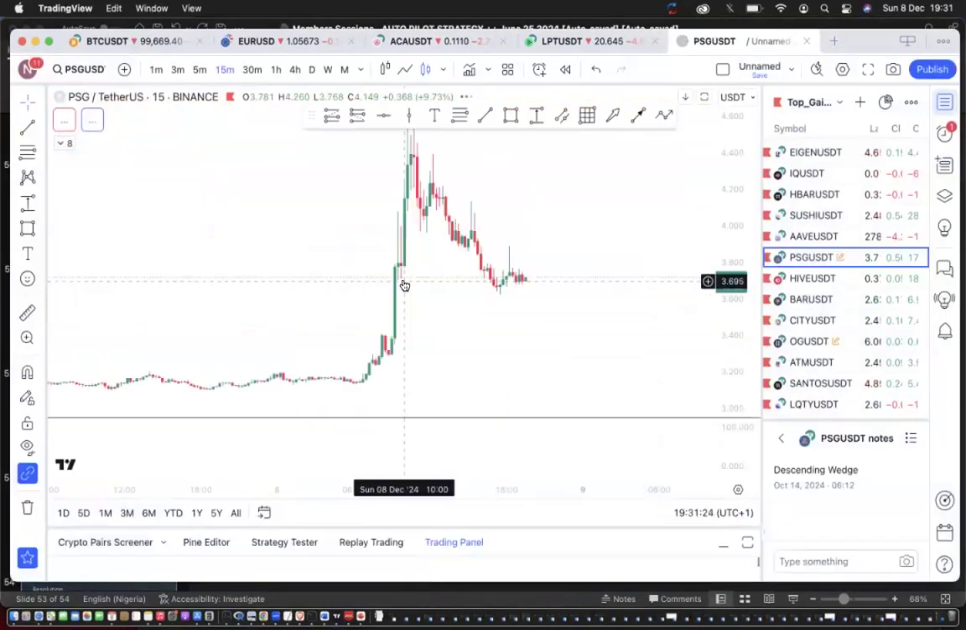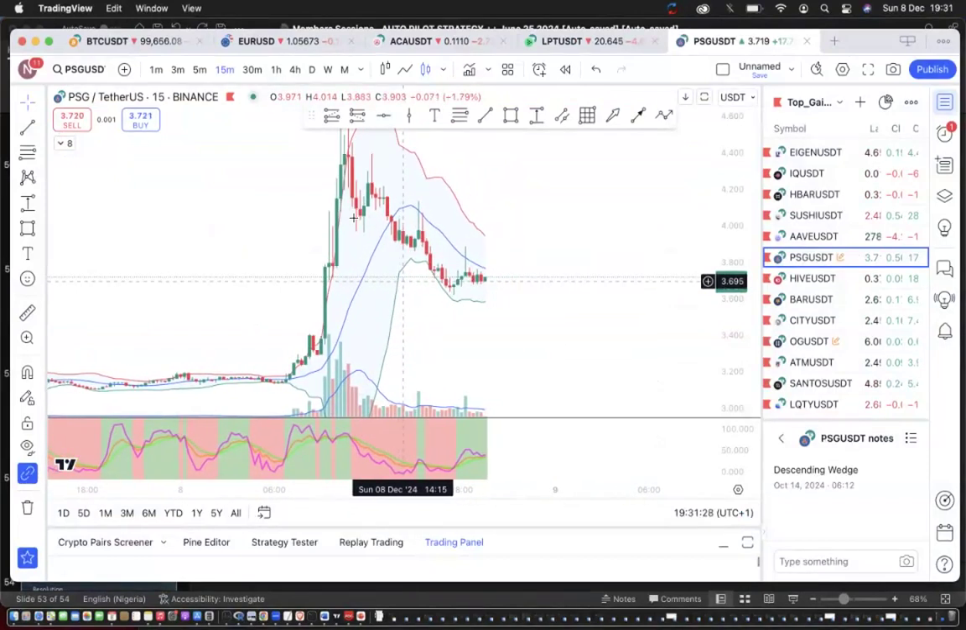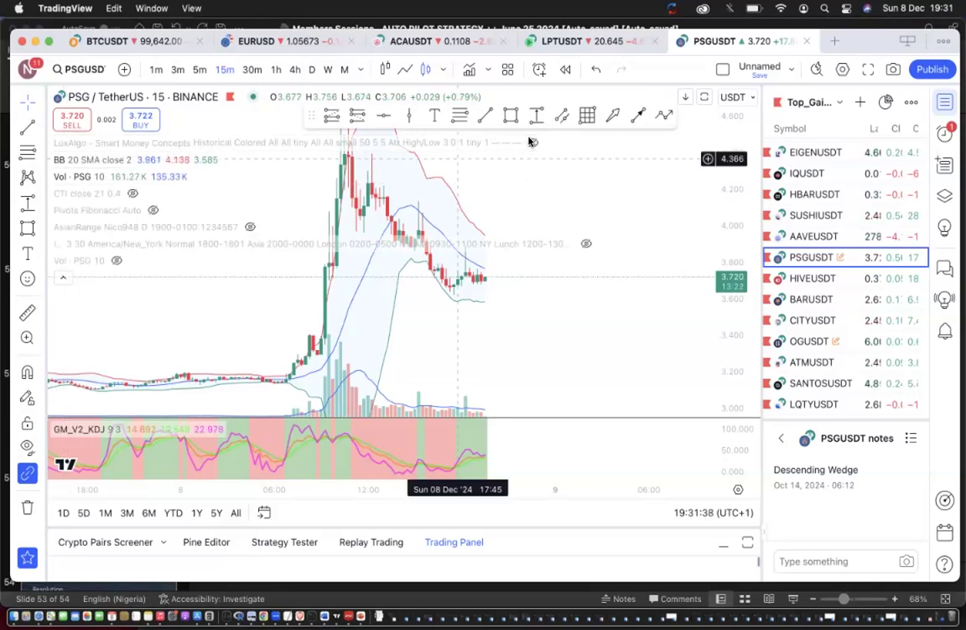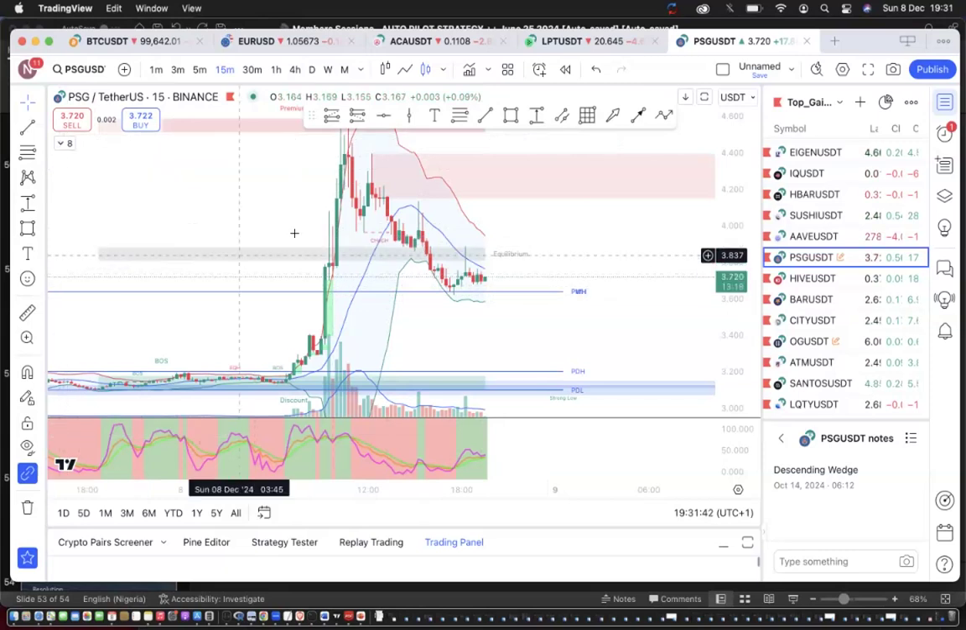Okay, so this is PSG. All right, this is PSG. I get scared of this thing when it's coming down like this. When it's coming down like this, it could just keep dancing and dancing. Okay. Oh, I forgot to add the smart money concepts on this one.